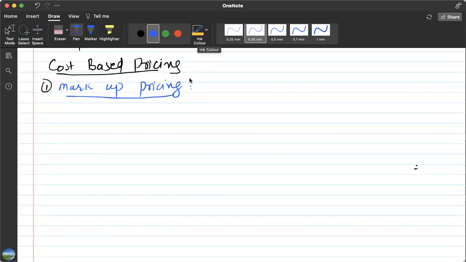From the pricing concepts, the first pricing concept is cost-based pricing. Out of cost-based pricing, markup pricing is the first one that we are going to study. In markup pricing, we add a fixed markup of our profit to the unit cost of buying a product.